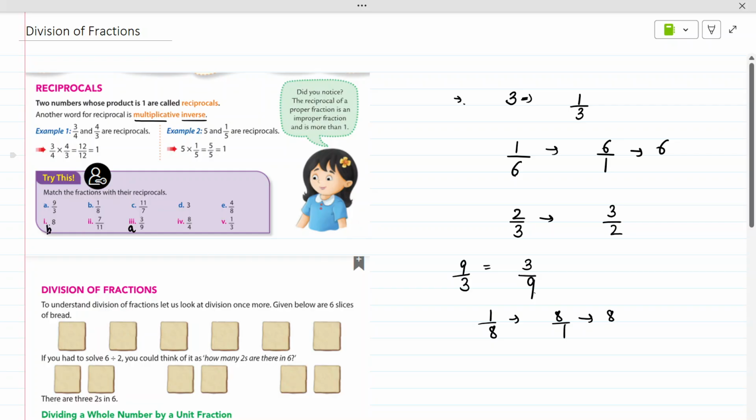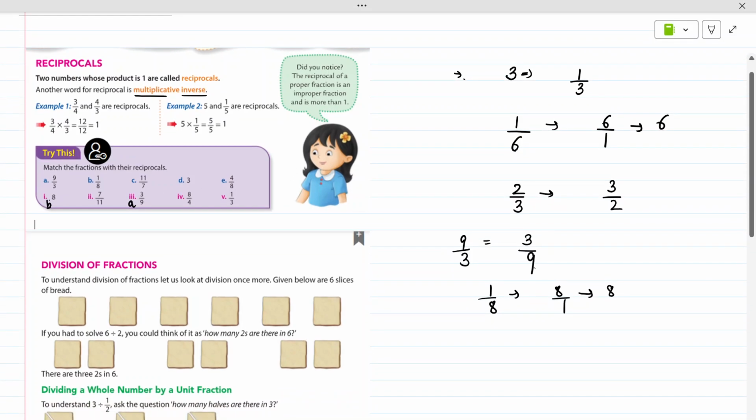This is for B. Next we have 11 by 7. So for 11 by 7, the reciprocal will be 7 by 11. Okay, because we are making it upside down. We are making an inverse of it. So 7 by 11 is here, C. Then we have D as 3. The reciprocal of 3 will be 1 by 3, because we know that 3 can also be written as 3 by 1. So we are making the inverse of it, which is 1 by 3.